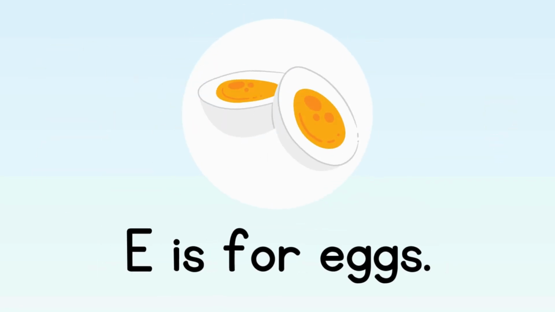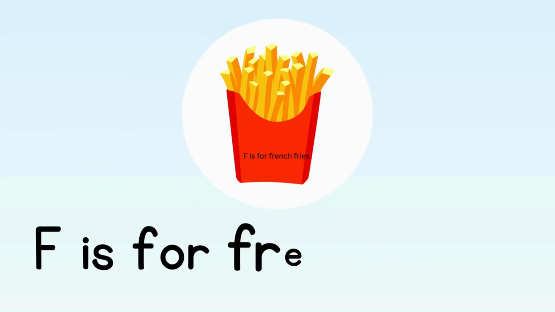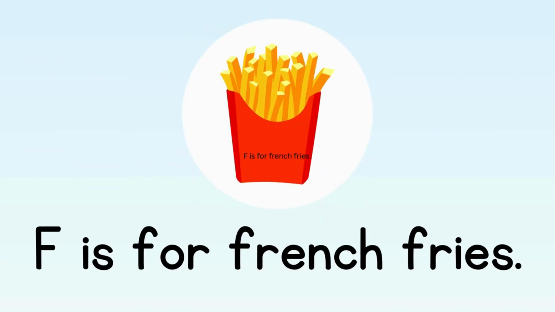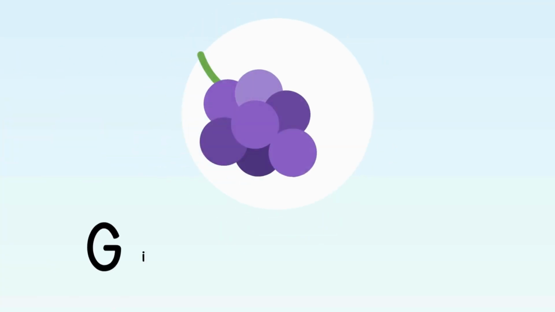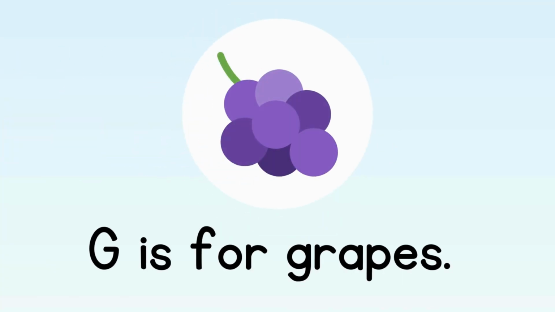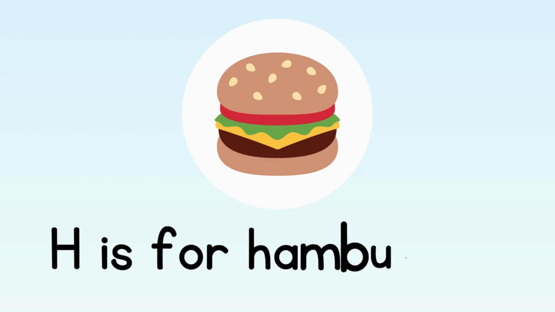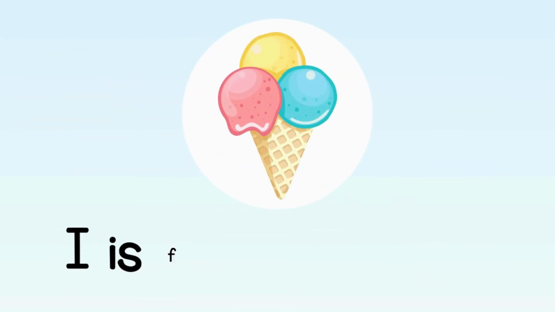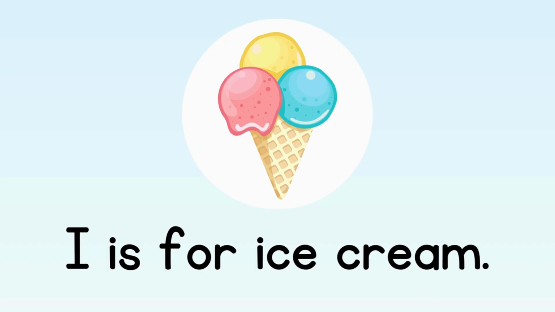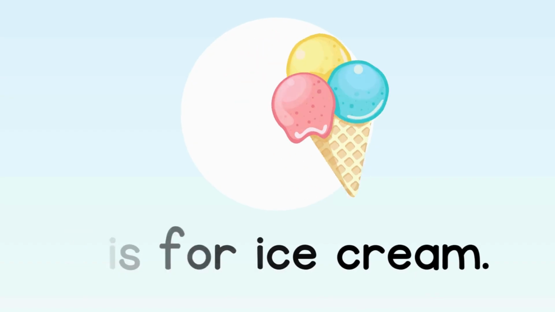E is for eggs. F is for French fries. G is for grapes. H is for hamburger. I is for ice cream.